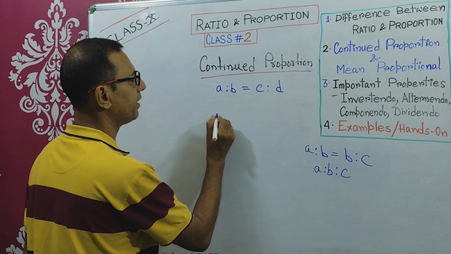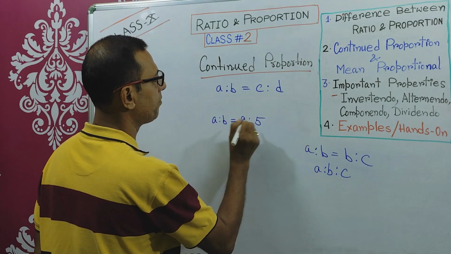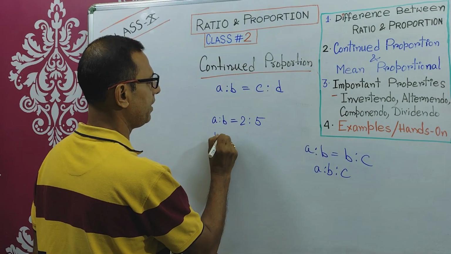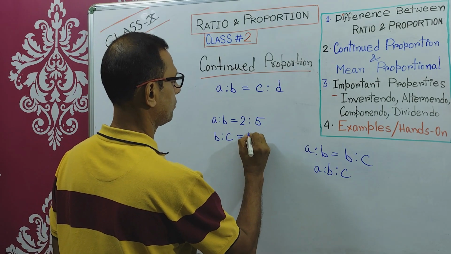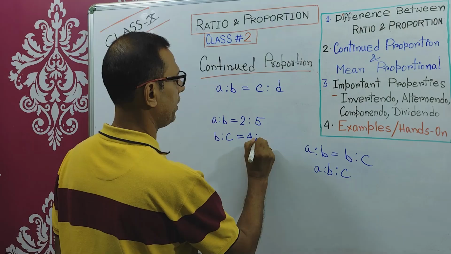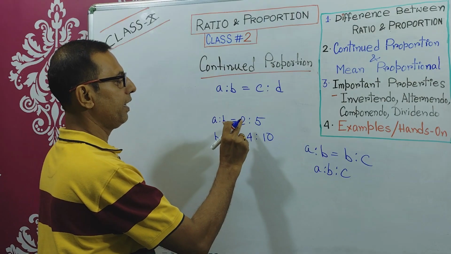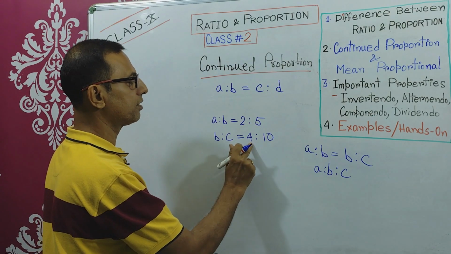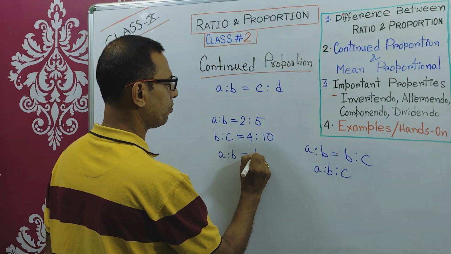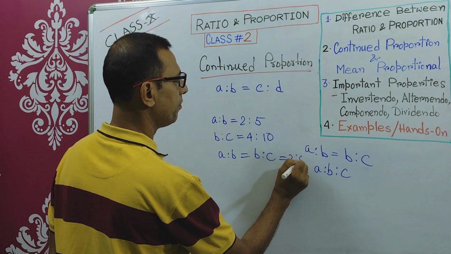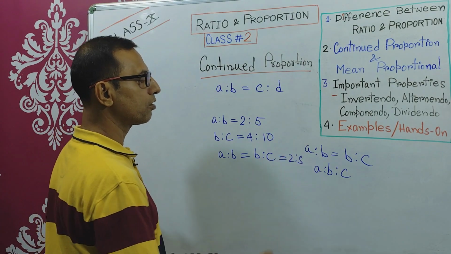What I said in my earlier class, if A is to B is given 2 is to 5 and B is to C is given 4:10, that means both the ratios, I can write down A is to B equals B is to C equals 2:5, because B is to C 4:10 means 2:5. So A is to B equals B is to C equals 2:5 I can write down.